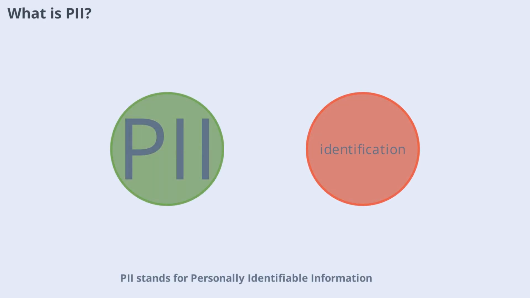PII stands for personally identifiable information. It refers to any data that can be used to identify a specific individual either directly or indirectly. This includes obvious details like your full name, social security number, or passport number, but it can also involve less direct identifiers, such as your date of birth or even your IP address. Understanding what qualifies as PII is the first step in protecting your privacy and complying with data regulation.